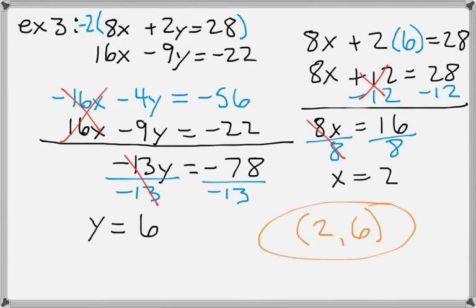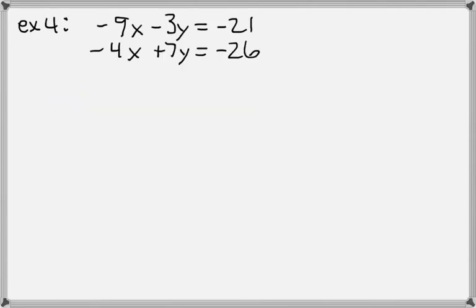Let's look at one last example. Here we have negative x minus 3y is equal to negative 21, and negative 4x plus 7y is equal to negative 26. We need to choose a variable to eliminate.